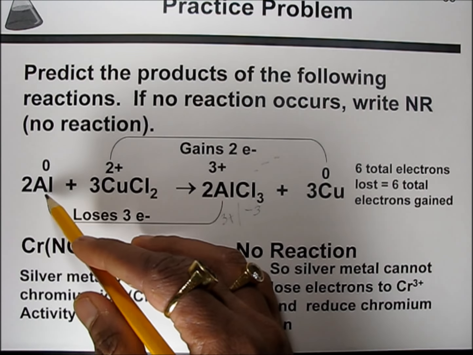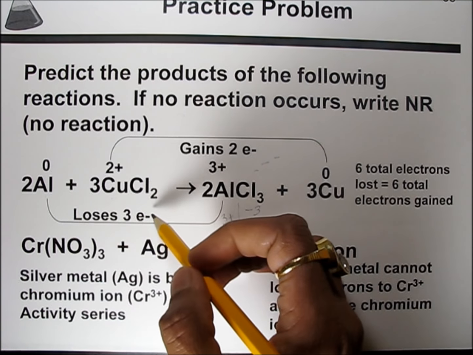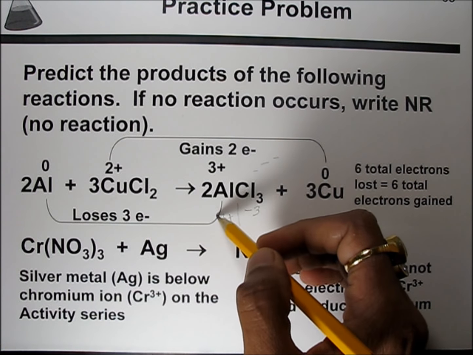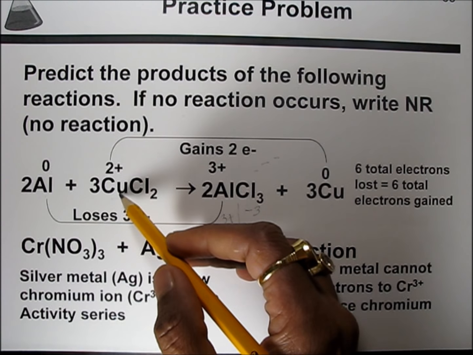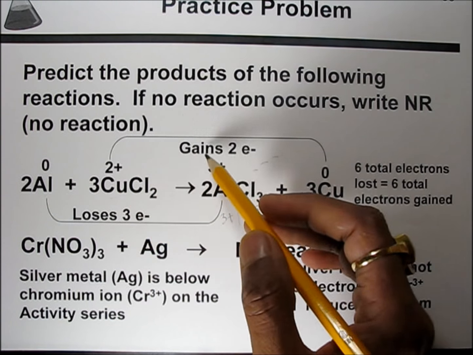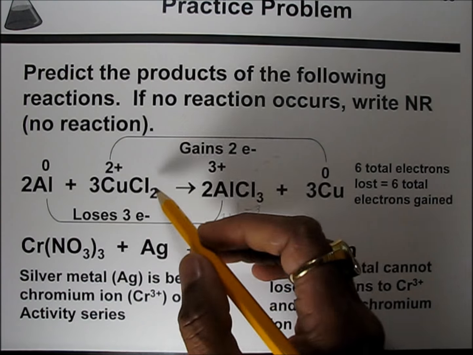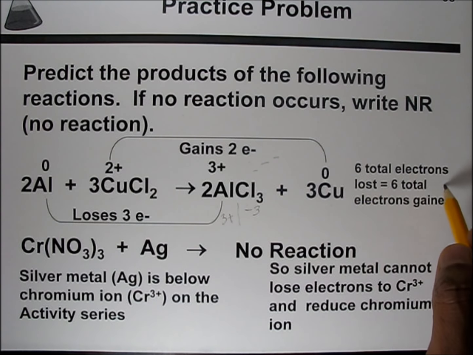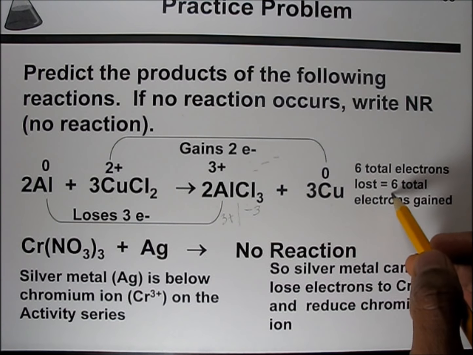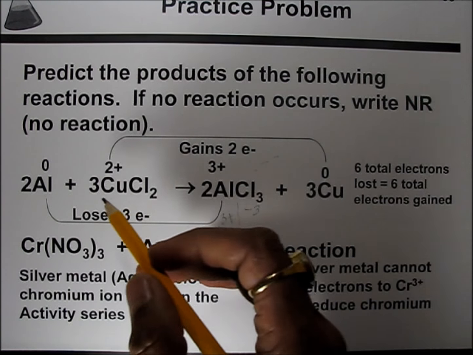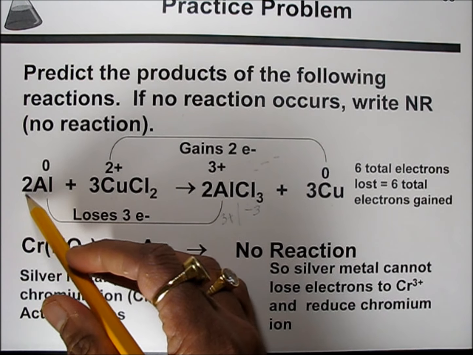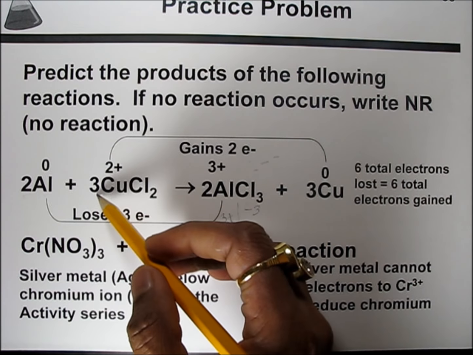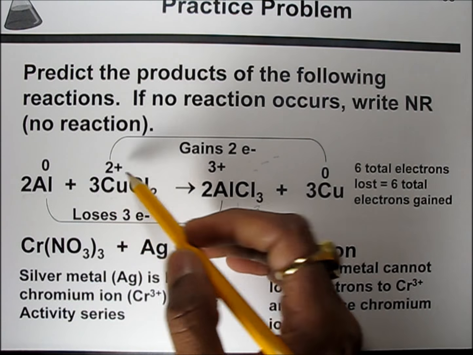So you can see each aluminum is losing 3 electrons, meaning it is oxidizing, and each copper 2 plus is going to be 0 by gaining 2 electrons. So 6 total electrons lost and 6 total electrons gained, because there is a coefficient of 2, so 2 multiplied by 3 is 6 and 3 multiplied by 2 is 6.